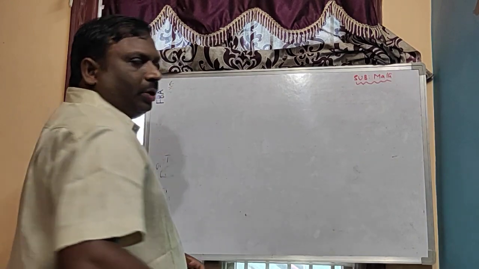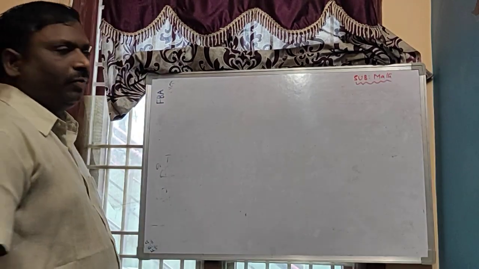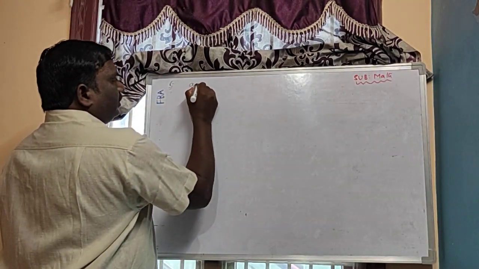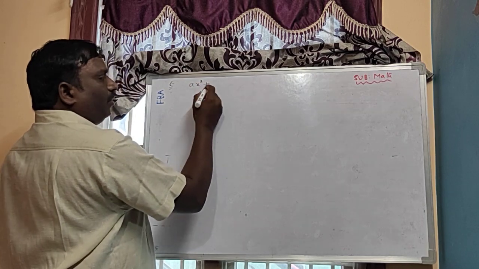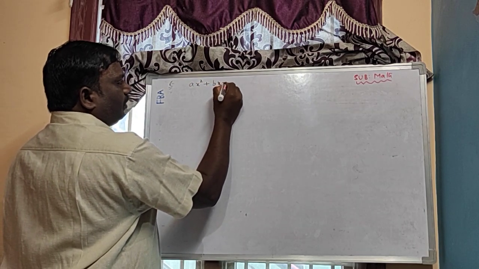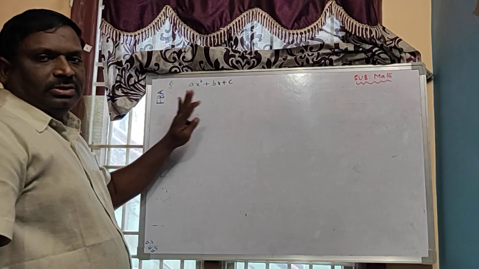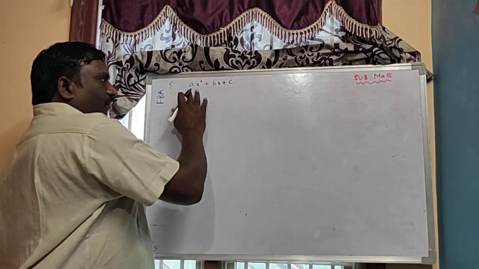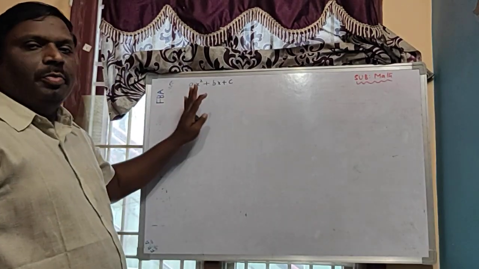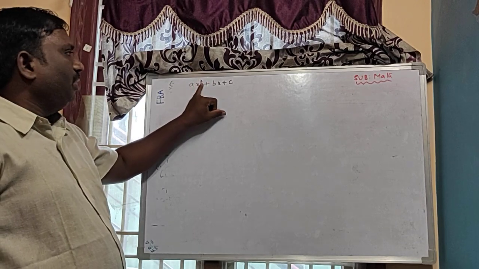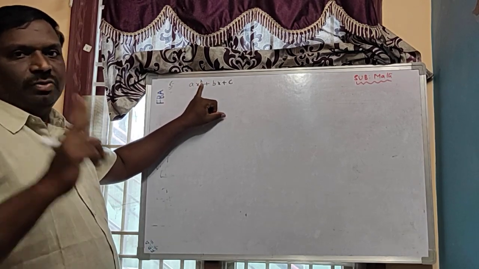So all of you know about a quadratic polynomial. Let us take an example of a quadratic polynomial. The general form of a quadratic polynomial is ax square plus bx plus c. For this quadratic polynomial, how many zeros will come? The highest degree of the polynomial is 2. That's why 2 zeros will come.